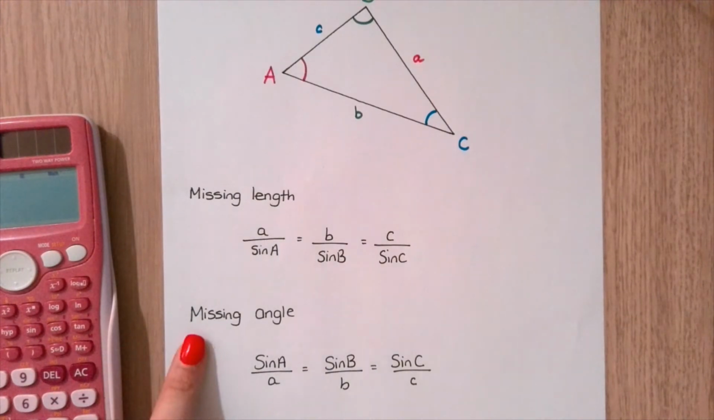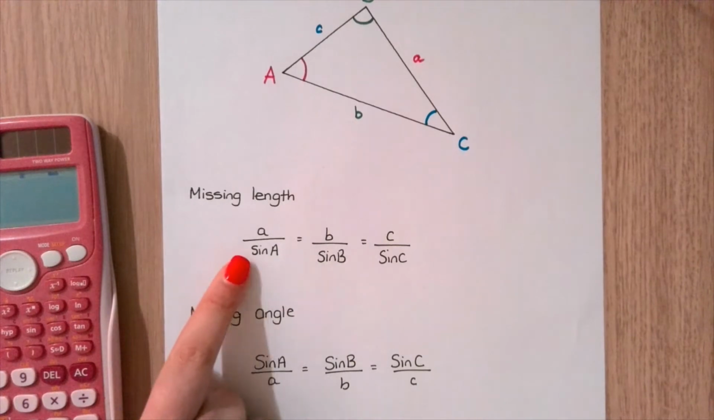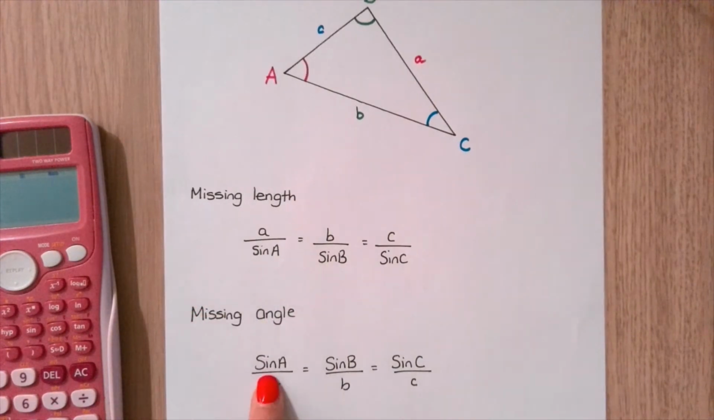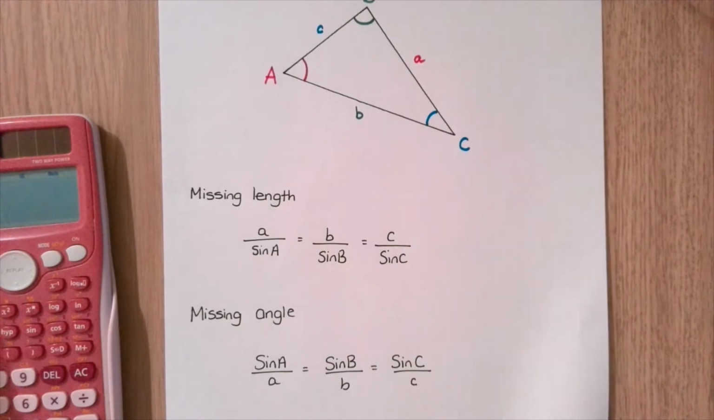To find a missing angle, all we've got is the reciprocals of the missing length formula. So sine A over lowercase a, sine B over lowercase b, and sine C over lowercase c. Now that I've given you these formulae, we are going to apply them to some examples.